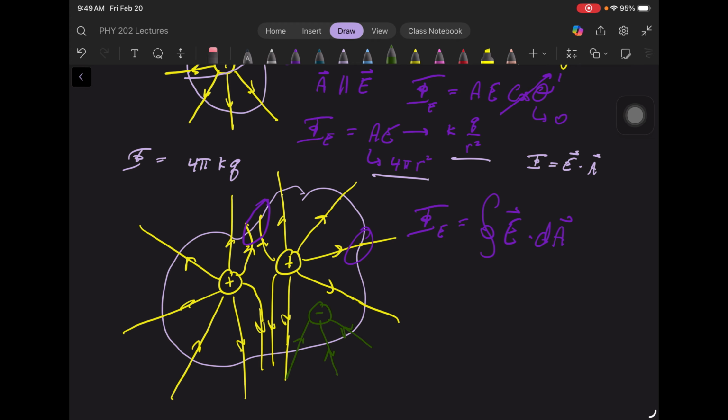Right, and so things do get drastically more complicated with the way the geometry changes. For this class, we will always have a convenient symmetry when we do a Gauss's law problem.